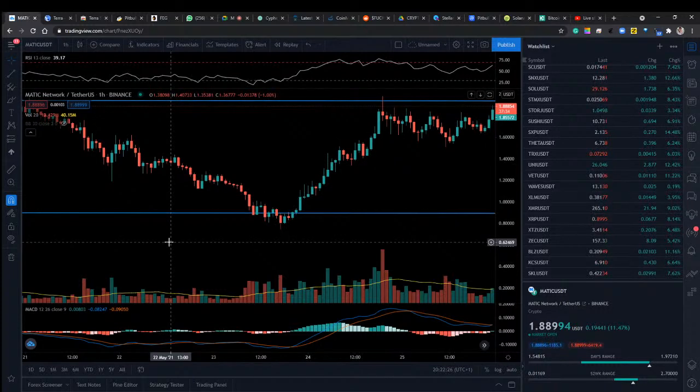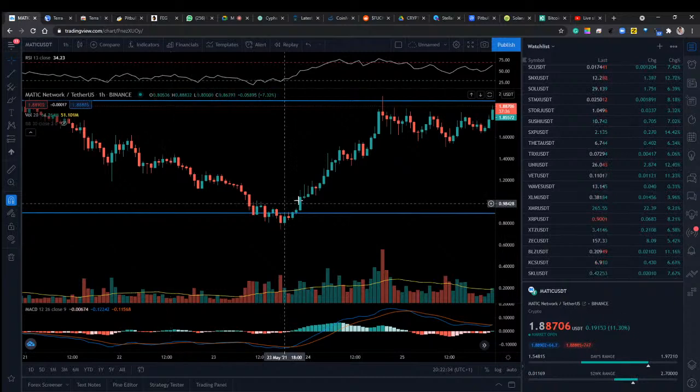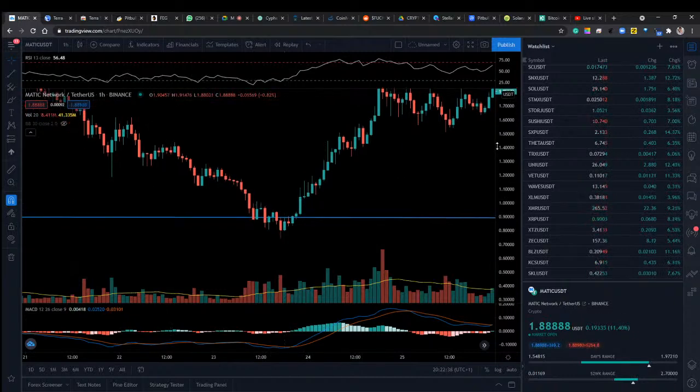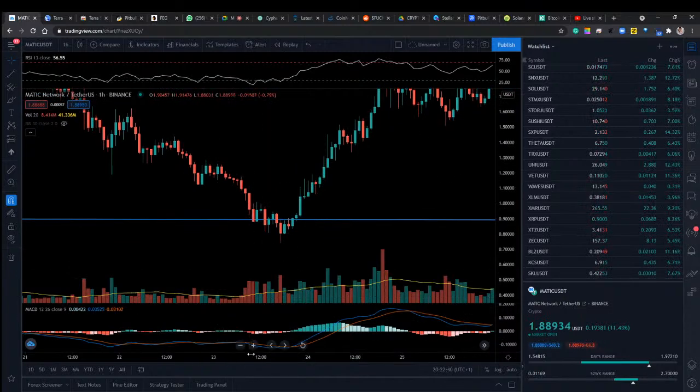That is a very, very resourceful material. You won't just find it anywhere, right? You won't find it anywhere. So go through it over and over again. Now, how do you enter? Look at the morphology. Look at when it broke out. Let me zoom out. I love candlesticks. I love price actions.